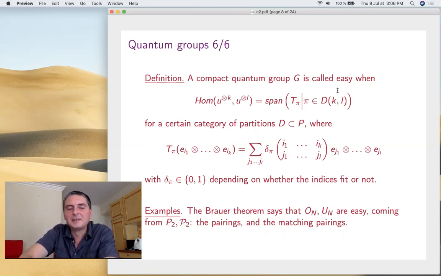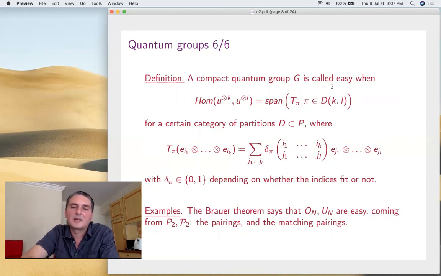So a quantum group is called easy when this hom space in the Tannakian category is spanned by partitions. I mean, it's the simplest possible thing. So that's the philosophy. So this Tannakian category should come from some kind of combinatorial objects, right? And by linearizing. And the simplest combinatorial objects are the set partitions, just dumb set partitions. You partition a set into subsets. And the linearizing operation is like this. To any partition, you associate this kind of map. It's just a sum. These are Kronecker symbols, depending on whether the indices fit or not.